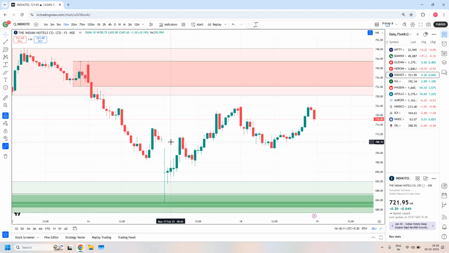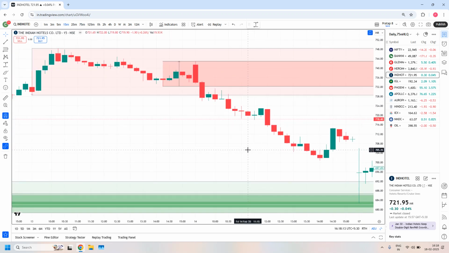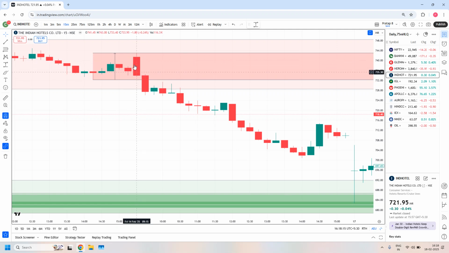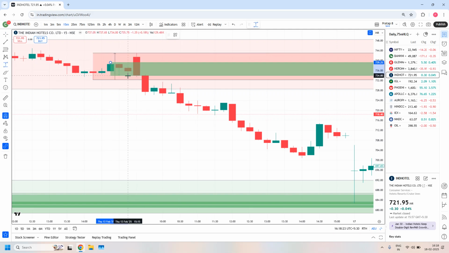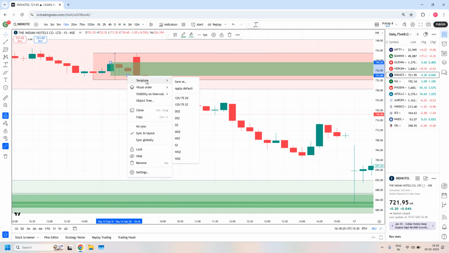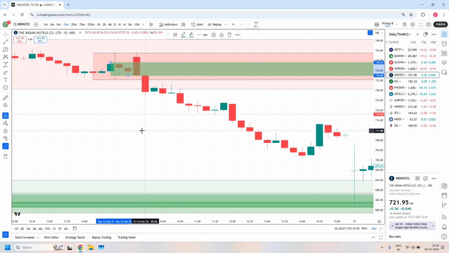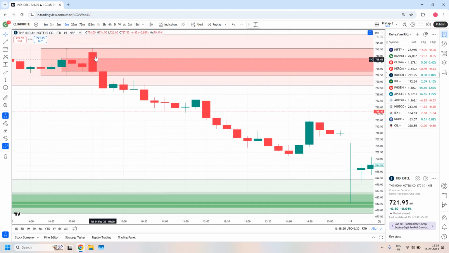Go to 15 minutes. See, the 15-minute structure is not good. You may say, can't we draw rally, base, drop? You can't. Reason? Let me show you. If you draw the zone, your zone will be like this. In the 15 minutes, where is the candle? This candle is inside the zone. Your candle should not be inside the zone. Your candle should come out of the zone.